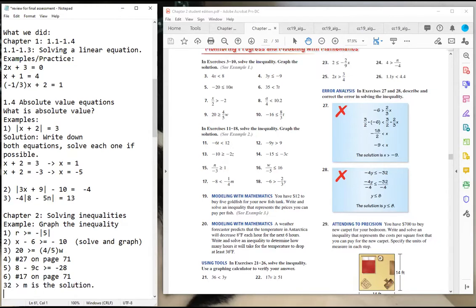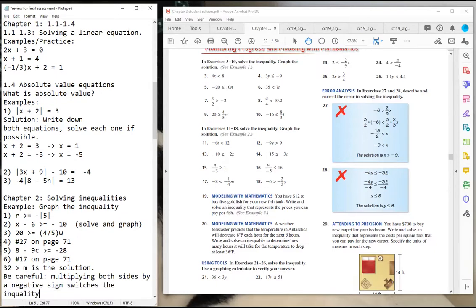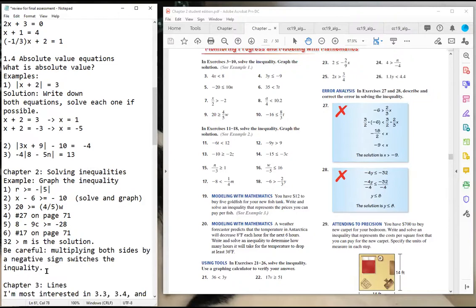The thing to be careful of: multiplying both sides by a negative number switches the inequality. So that's the thing that we spent some time on. That's good to remember. But that's it for chapter 2. Any questions before I move on to chapter 3?